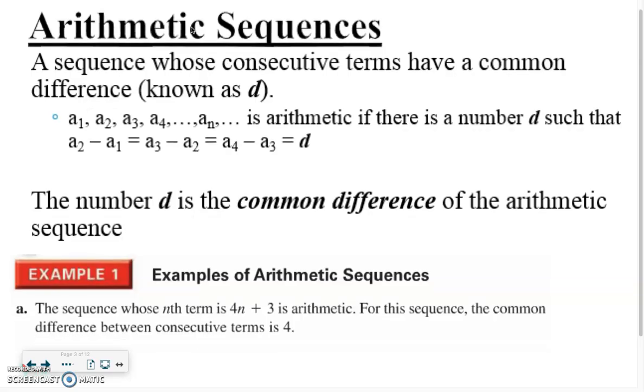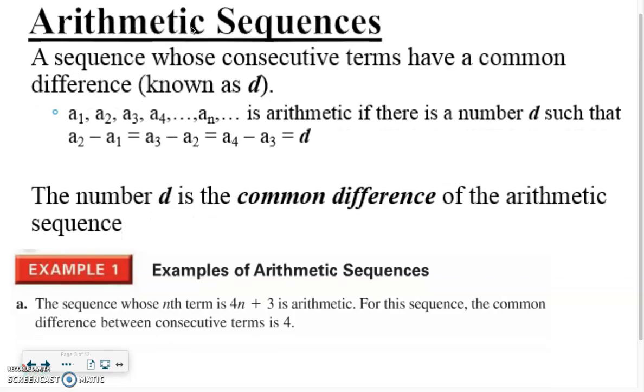All right, so here it is. This is what we were talking about. Our textbook definition says that a sequence whose consecutive terms have a common difference. Now, the variable that we're always going to use for common difference is D. D for difference, I suppose.